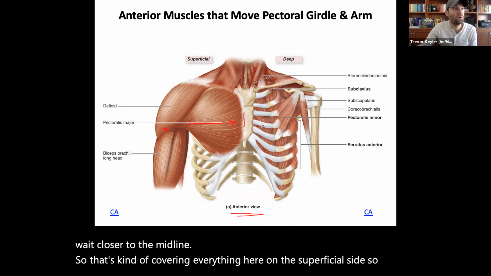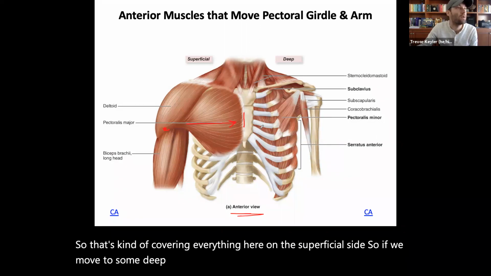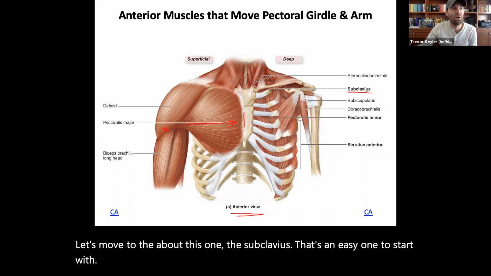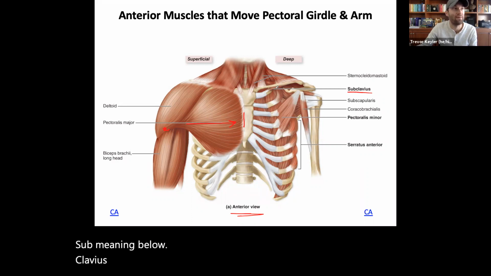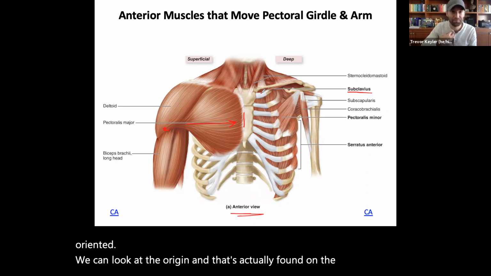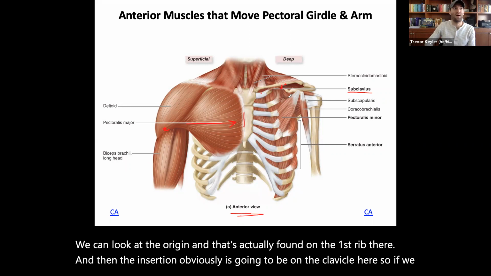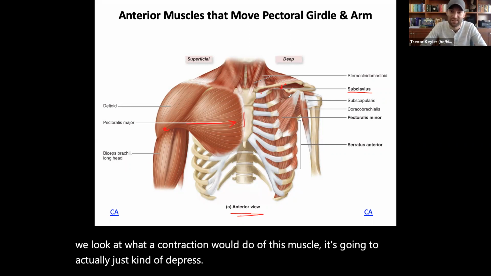So if we move to some deep musculature, let's move to the subclavius. That's an easy one to start with. Sub, meaning below, clavius, clavicle. It's below the clavicle. We can see, in fact, that's where it's oriented. The origin is actually found on the first rib there. And then the insertion, obviously, is going to be on the clavicle here. If we look at what a contraction of this muscle would do, it's going to depress that clavicle, right? That means pull down.